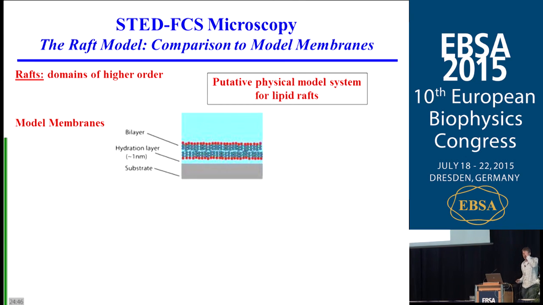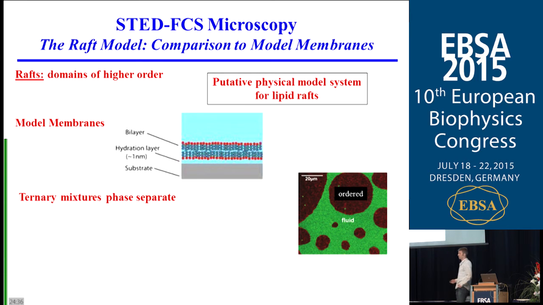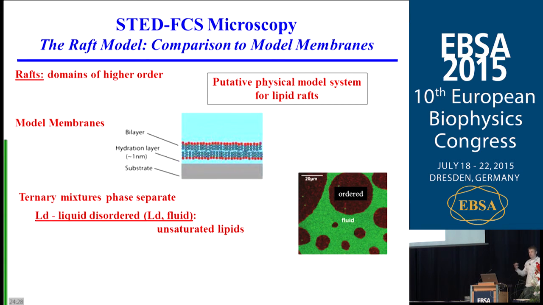So you just take a model membrane, a single bilayer, a normal bilayer, you just put it on a support, and you make a mixture of lipids in there. For example, if you do a ternary mixture, they can phase separate. They separate into a fluid environment and a more ordered environment. And this more disordered or fluid environment is usually filled up with unsaturated lipids. Unsaturated lipids have a kink in their chain, so they need space. That's why it's more fluid.